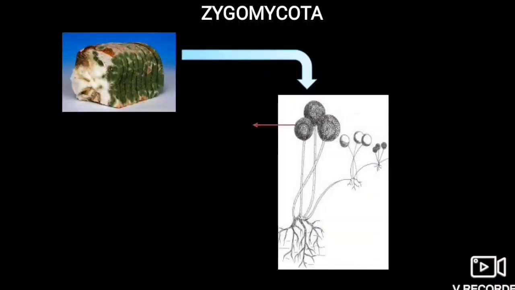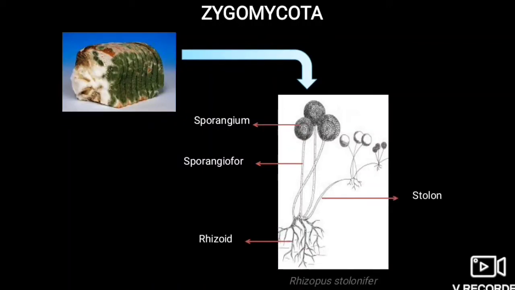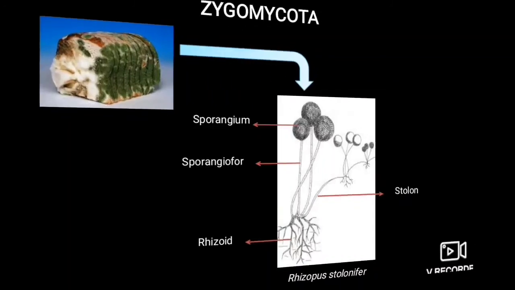Zygomycota. Usually we find the Zygomycota fungi on moldy bread. The type of fungi, as you can see in this picture, is Rhizopus and this part is the sporangium. This is the sporangiophore. This is the rhizoid, and this is the stolon. And the name of the fungi is Rhizopus stolonifer.